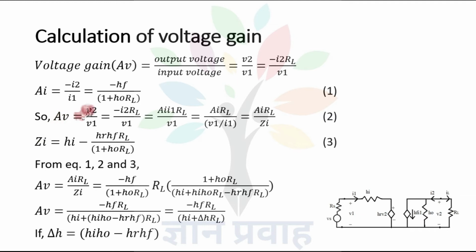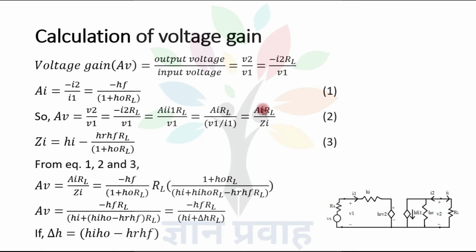Voltage gain AV equals V2 upon V1, that is minus I2 RL upon V1. I2 is the product of AI and I1, so it is AI I1 RL divided by V1. Now we are dividing numerator and denominator by I1, so it is AI RL upon V1 divided by I1. V1 divided by I1 is the input impedance. So AV equals AI RL upon Zi.